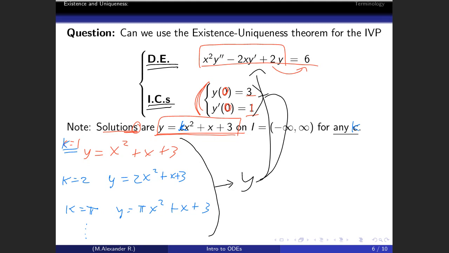So do you see that just because we cannot use the theorem, it does not mean that there is no solution. In this case, we have actually infinitely many solutions. All right, so that's just a little preview of what can happen.